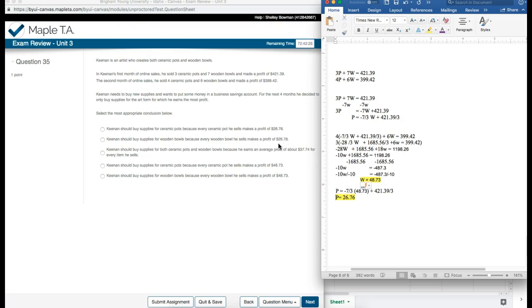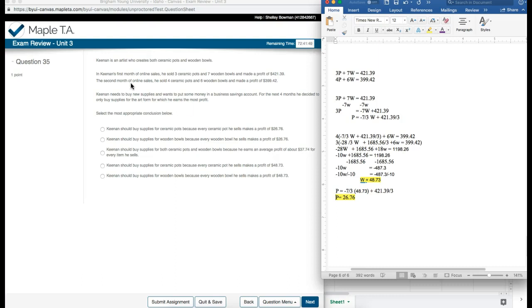Keenan should buy supplies for wooden bowls because every wooden bowl he sells makes a profit of $26.76. So this one is not correct because, and kind of nice for us, we can see that I'm not getting my X and my Y mixed up right here. So the W is for the wooden bowl and it is not the $26. The next one, Keenan should buy supplies for both ceramic pots and wooden bowls because he earns an average profit of $37.74 for every item he sells. So they've averaged these two to find this for the average profit.